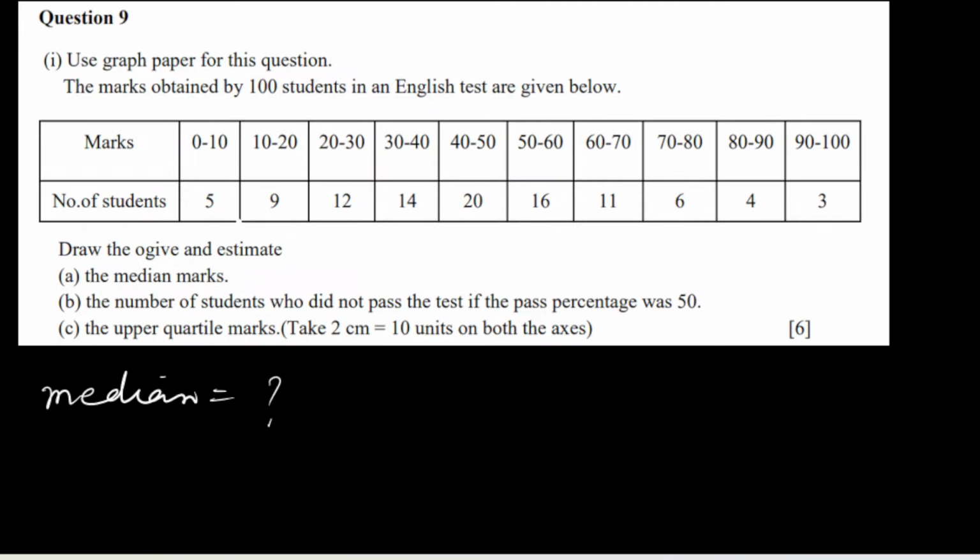It's clearly mentioned. So one set of data is given to us. What we have to do is draw the ogive and estimate the median marks. Then find the number of students who did not pass the test if the pass percentage was 50, and the upper quartile. So these things we have to find. First of all, let's plot the graph.